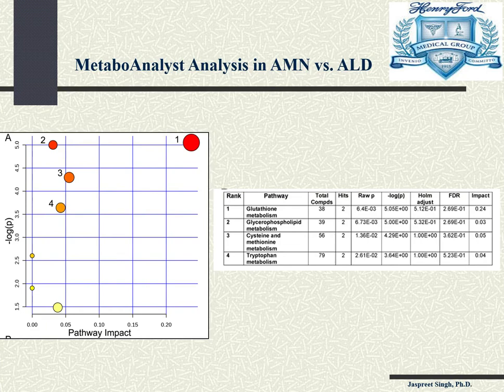When we kept the significance at 0.05, we got the top 7 to 10 metabolites, and among the top was glutathione metabolism and other pathways. However, if we made the conditions a little less stringent, we could include about 19 to 20 metabolites, but this is what we have focused on right now.